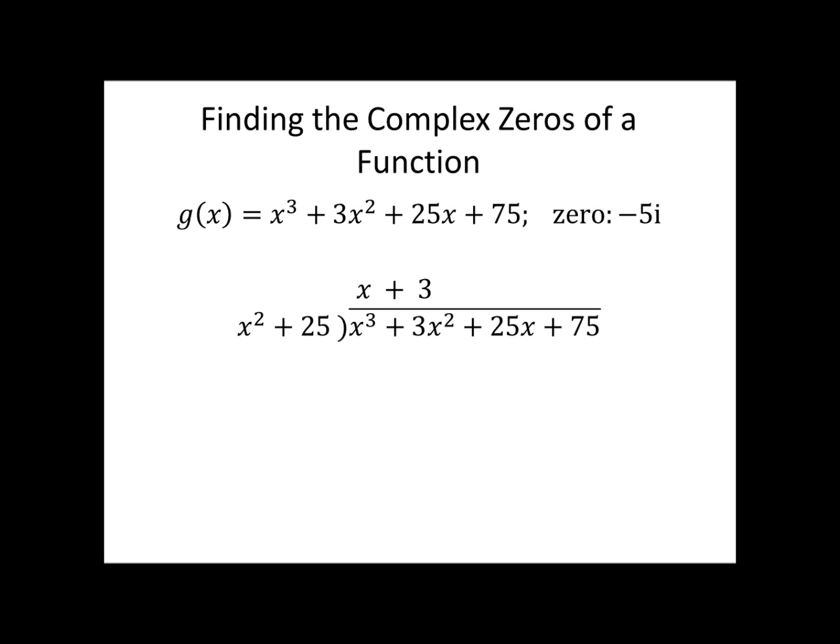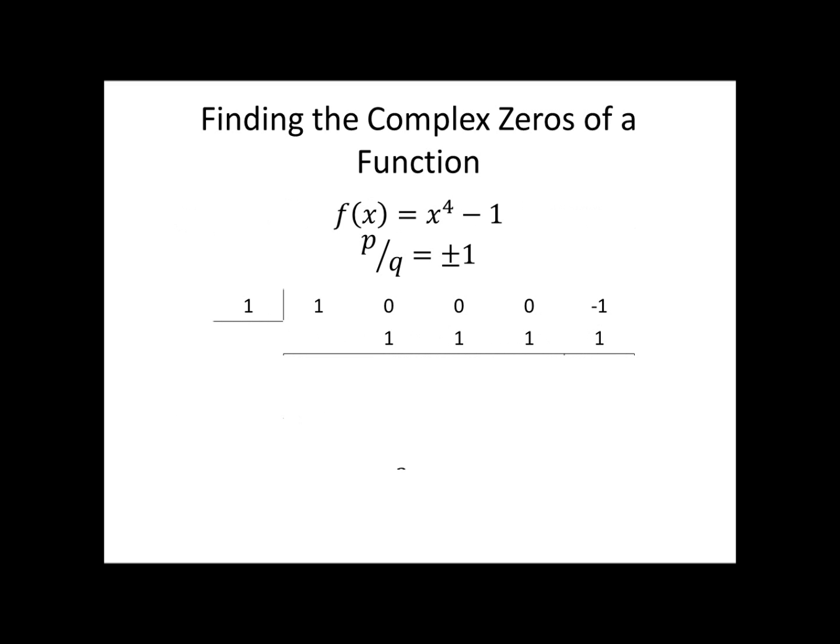So I know that my zeros are negative 5, excuse me, negative 5i, that was given. 5i, that's the one I knew I needed to add. And negative 3, opposite what's with the x there.